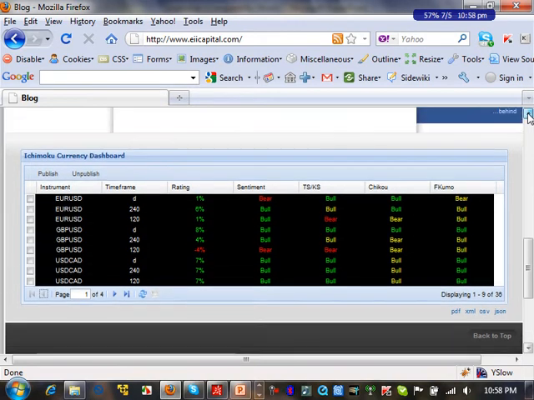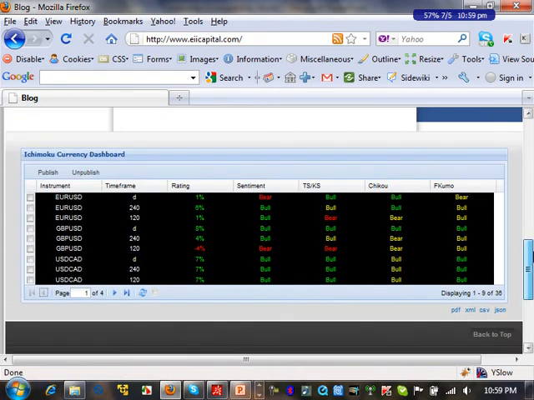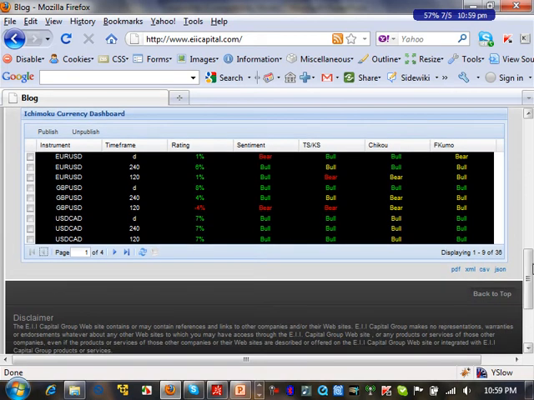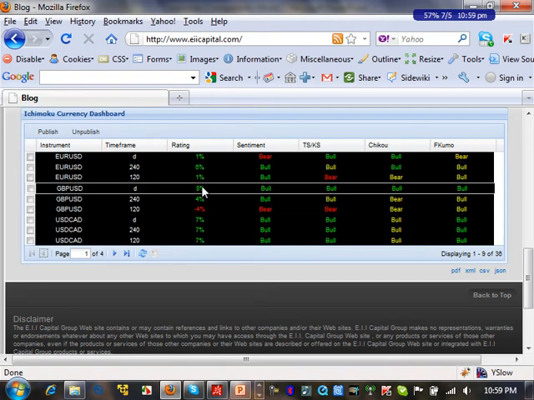To find out more information on the dashboard, you could just click on here, go to the story, and I'll tell you more on what the dashboard is. We don't have a video on the dashboard yet, but we will soon. What we're looking for is ratings that are consistent for all the time frames, or kind of borderline, so we can look at trade opportunities.